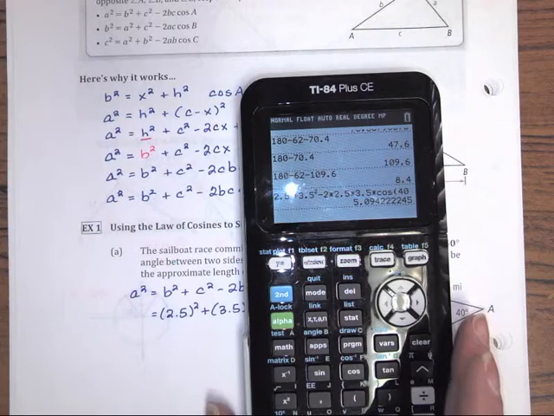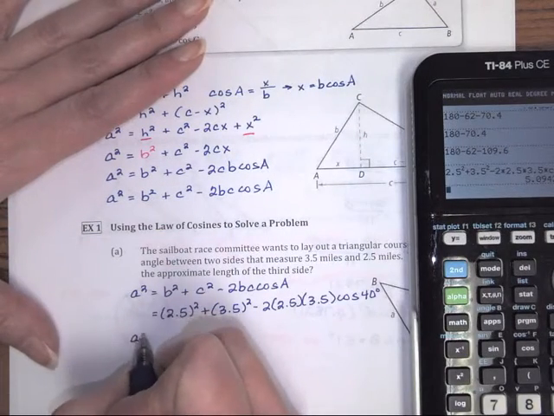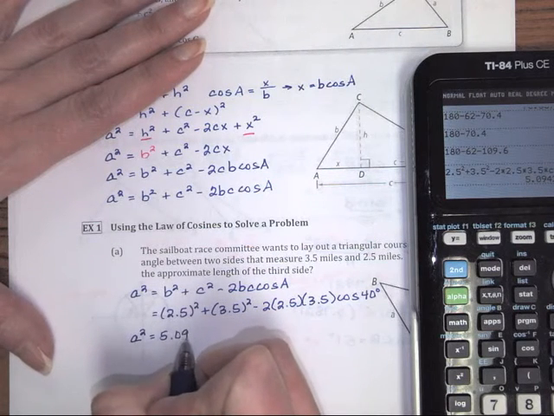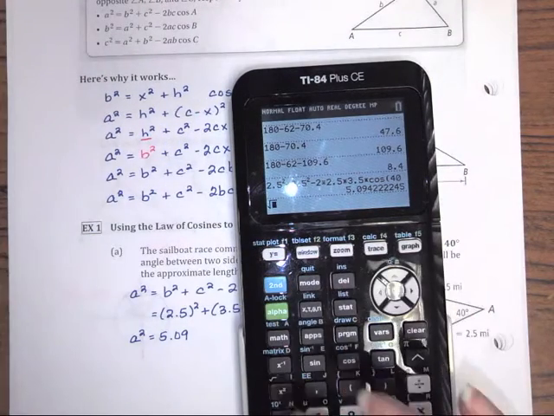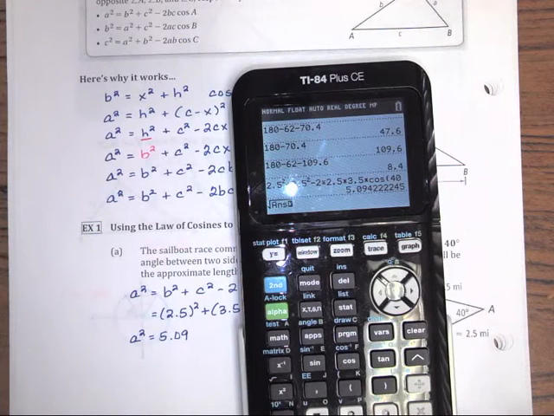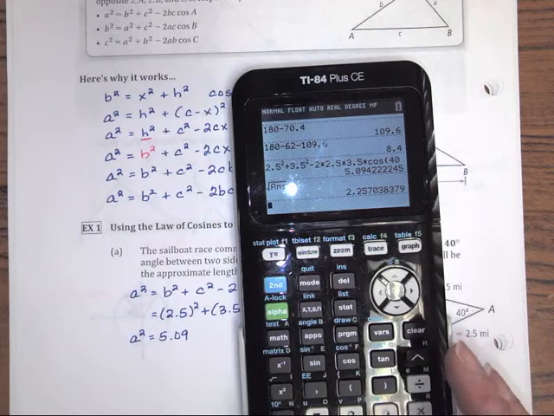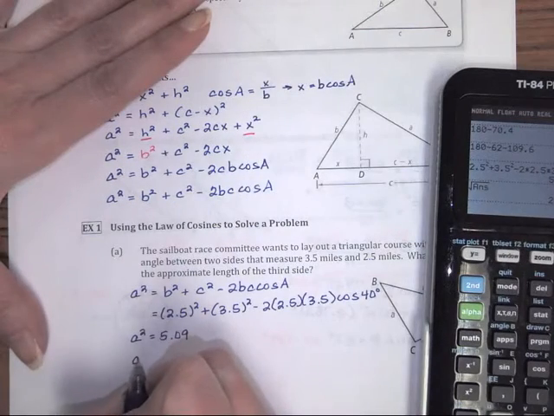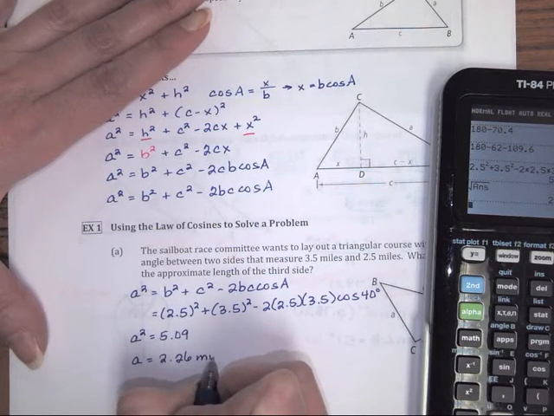And I've got 5.09. All right, so we're not done though, because that's what a squared equals. So a squared equals approximately 5.09. I need the square root of that, right? Okay, so I'm going to use my square root key, bring up my answer key, and I'm going to have 2.26. So A equals 2.26 miles.